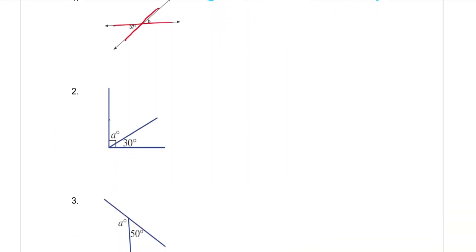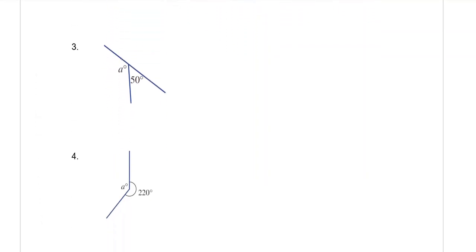Question 2, we have a right angle that's been chopped into two pieces. So those two pieces, the A and the 30, must be equal to the 90 degrees because right angles must always equal 90 degrees. That's our reason. To solve the equation, I'm going to subtract the 30 from both sides. The A will then be by itself, and 90 minus 30 is 60 degrees. A equals 60.